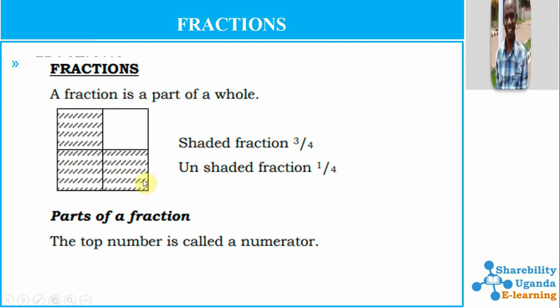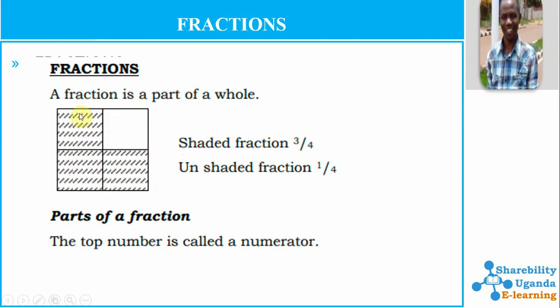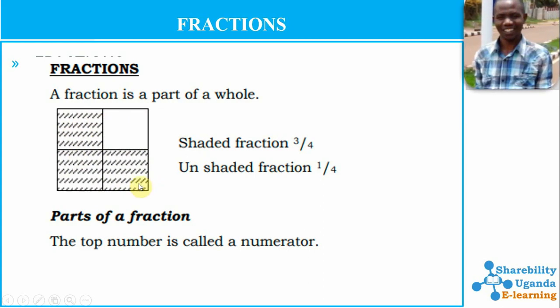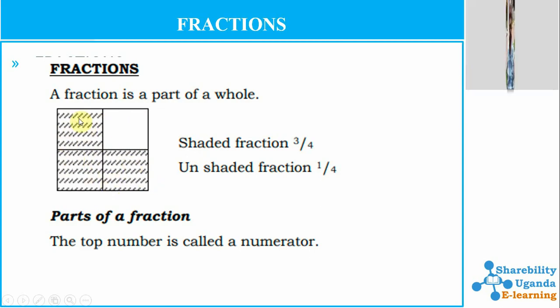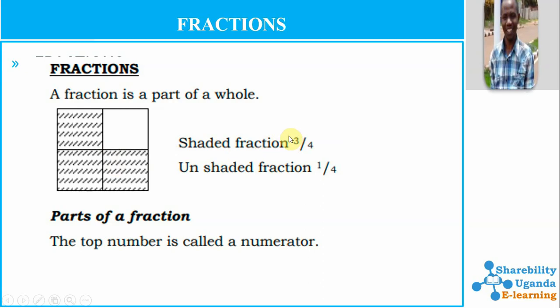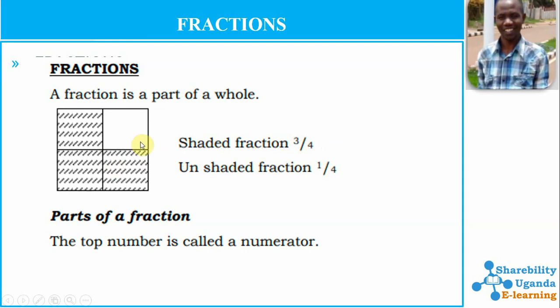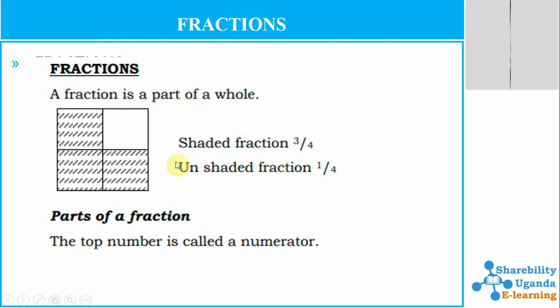So now when we want to identify what a fraction is, we take the shaded part. Since we have the whole shape as a whole, we identify the shaded parts out of the 4 parts. Then we can say the shaded fraction is 3 out of what? 3 out of 4. And then for the unshaded, of course, we have 1 out of what? Out of 4.